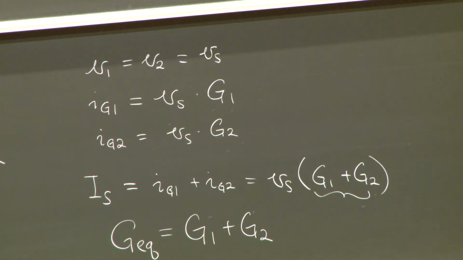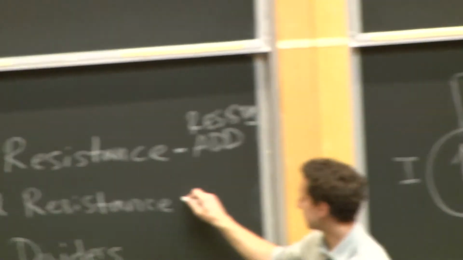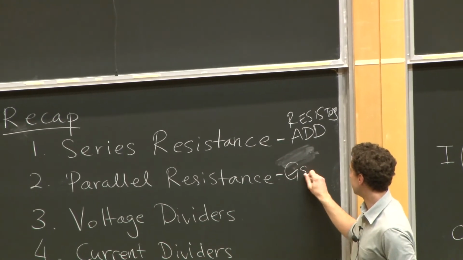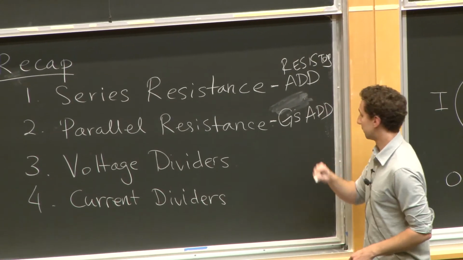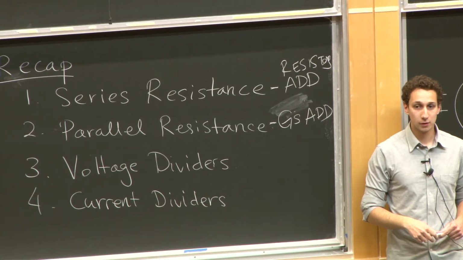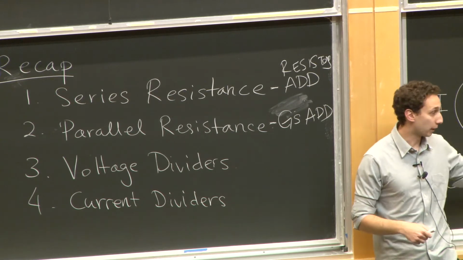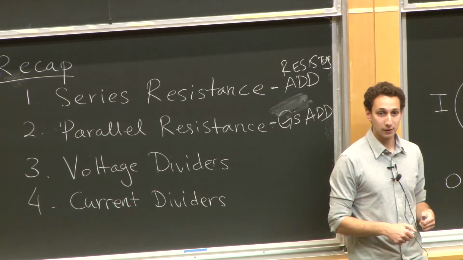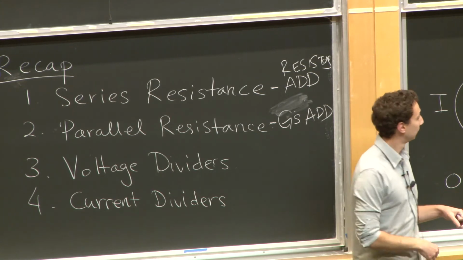So just quickly to get back to our recap, resistors add in series. Conductances, let me just write G. G's add. Okay? So if I rewrite my resistances as conductances, they add in shunt or in parallel. Okay? This clear to everybody? Good.